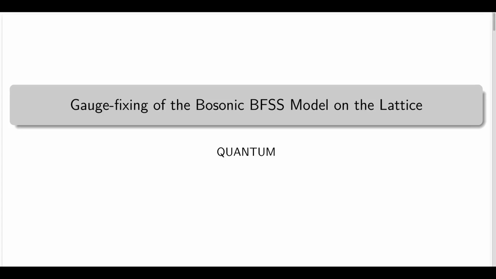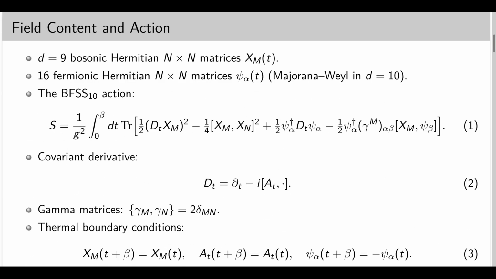Welcome. In this video, we'll explore the gauge fixing of the Bosonic BFSS model on the lattice. Our goal is to see how the continuum BFSS model is discretized, gauge fixed, and how the holonomy and Vandermonde determinant naturally lead to the Faddeev-Popov contribution. The BFSS model contains 9 bosonic Hermitian matrices, X sub m, and 16 fermionic Hermitian matrices, psi sub alpha, plus the gauge field A sub t.